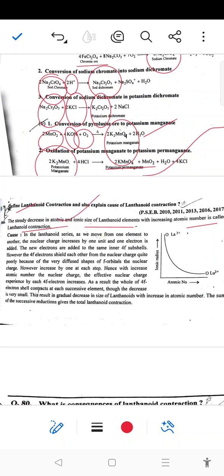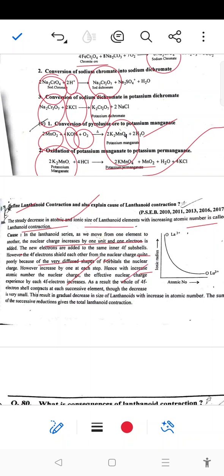In the lanthanoid series, as we move from one element to another, the nuclear charge increases by 1 unit and 1 electron is added. The new electrons are added to the same inner 4f subshell. However, the 4f electrons shield each other from the nuclear charge quite poorly because of the very diffuse shape of the f orbital. The nuclear charge increases by 1 at each step, so with increasing atomic number the effective nuclear charge experienced by each 4f electron also increases.